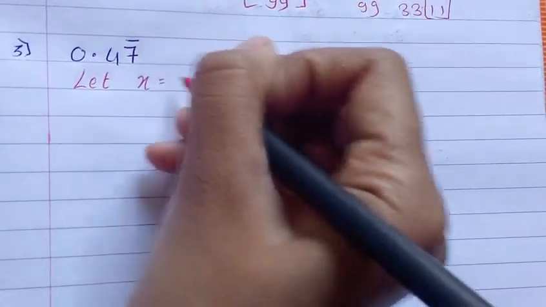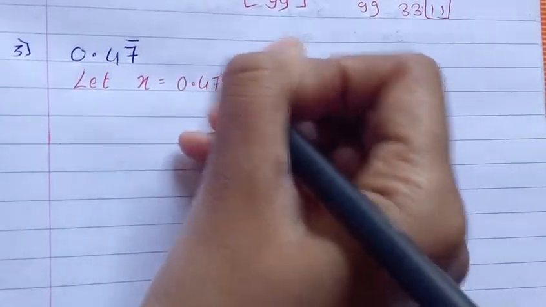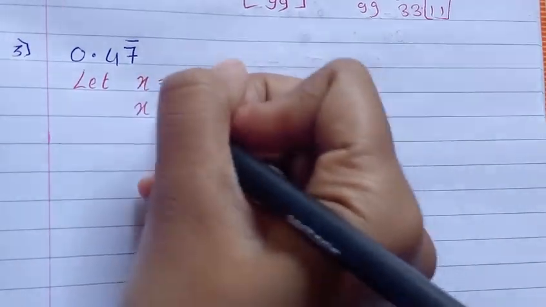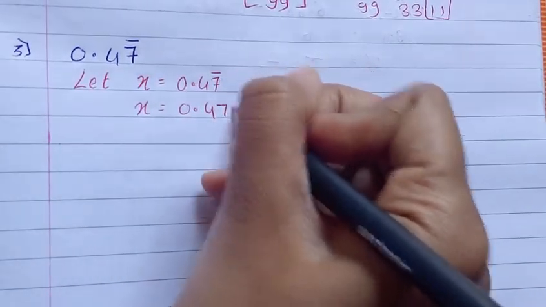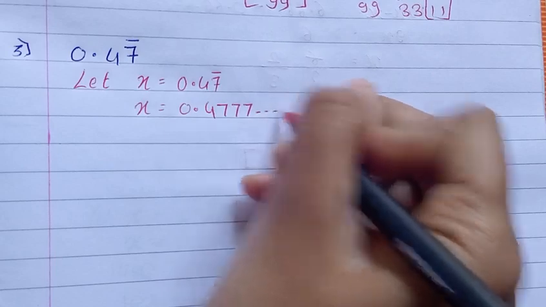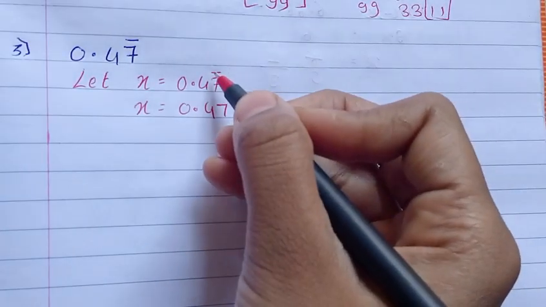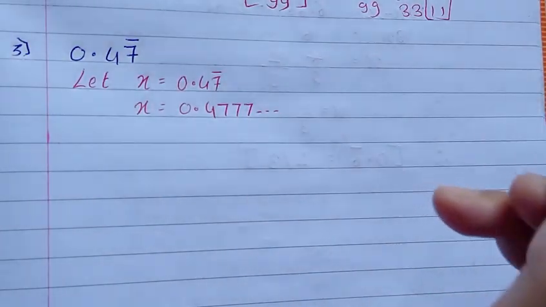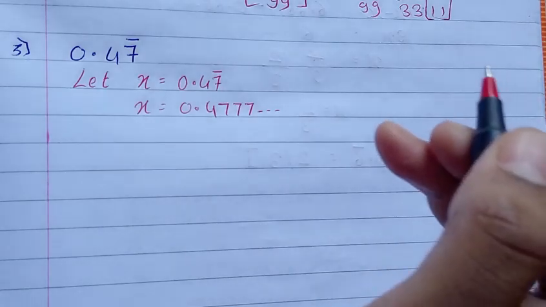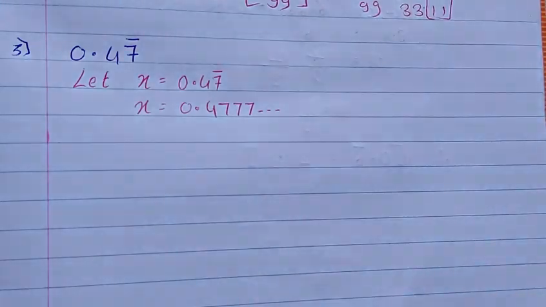Let x equal 0.47 bar, that is x equals 0.4777 and so on. Why 7? Because the bar is only on the 7, that is the unit digit. The bar is only on the unit digit.